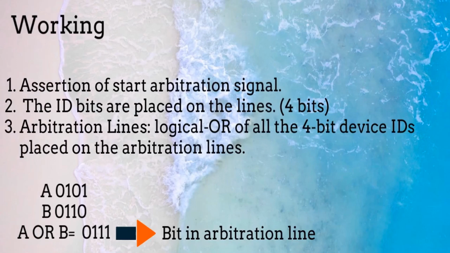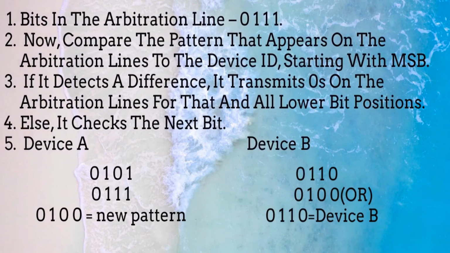Let's see how it works. Assertion of start arbitration signal. The ID bits are placed on the lines. Arbitration lines are the logical OR of all 4-bit device IDs placed on the arbitration lines. Say for example, if A is 0101 and B is 0110, when we OR them, we get 0111. That is the bits in the arbitration line. Bits in the arbitration line is 0111.